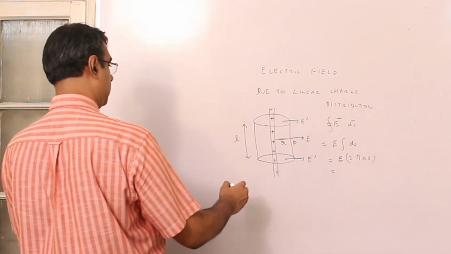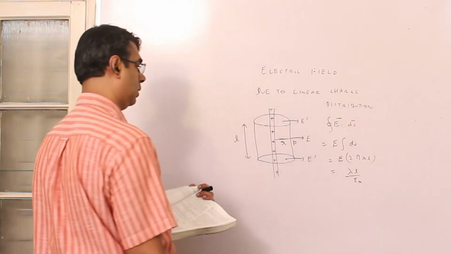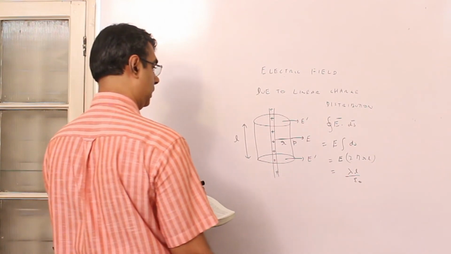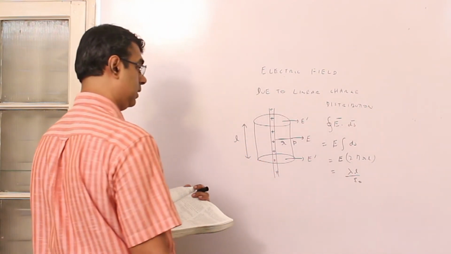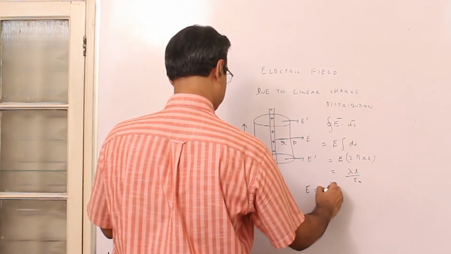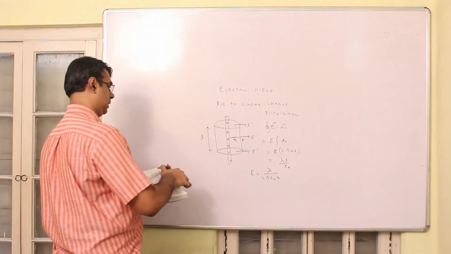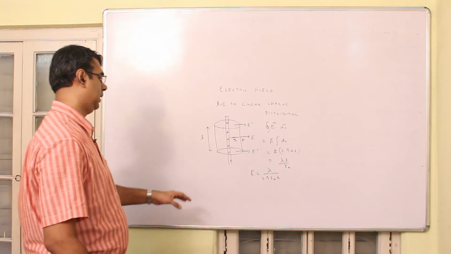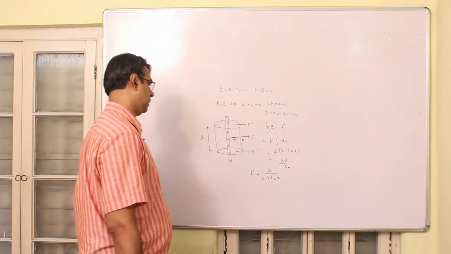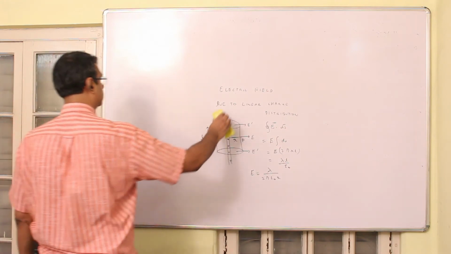Now let us say that charge per unit length is lambda. So by Gauss's law, this E into 2 pi rL should be enclosed charge by epsilon naught. So if the charge per unit length is lambda, it will be lambda into L by epsilon naught. So this will give us E is equal to lambda by 2 pi epsilon naught r. So this is the next application of Gauss's law, that is field due to linear charge distribution, and the answer is lambda by 2 pi epsilon naught r.